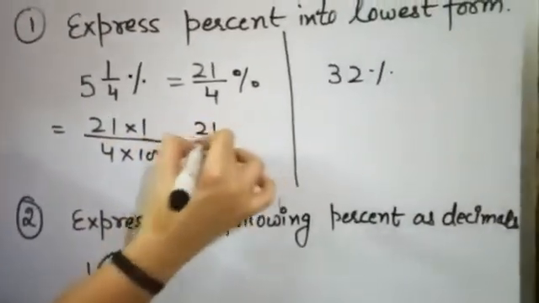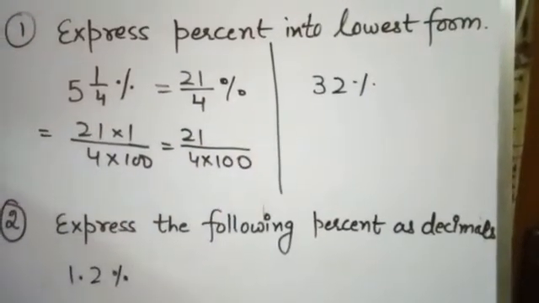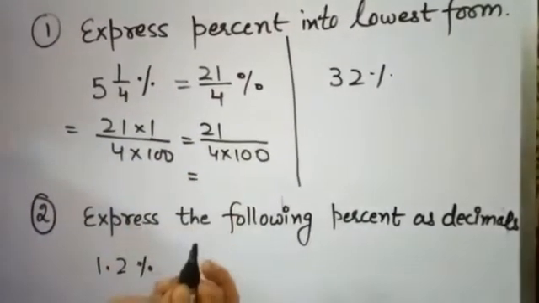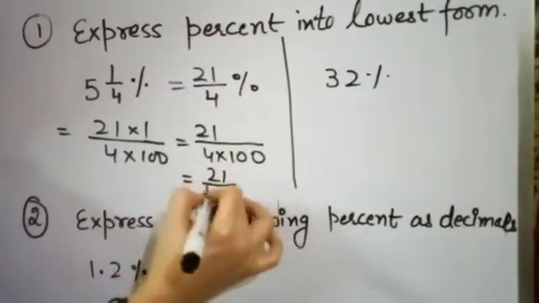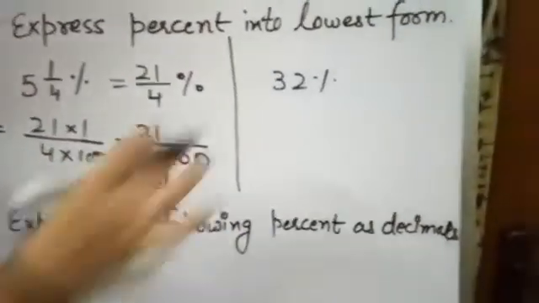The easiest method is to multiply the denominator with 100. None of the numbers in the numerator and the denominator are divisible by any common number. So your answer is 21/400. This fraction is in the lowest form.